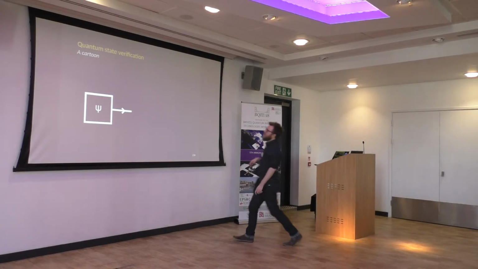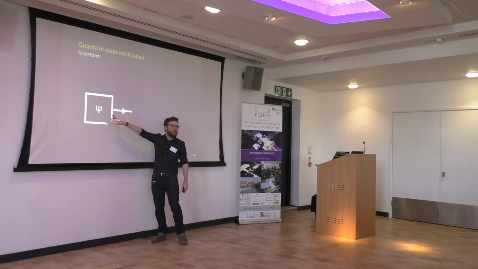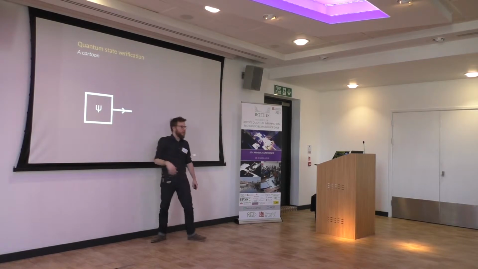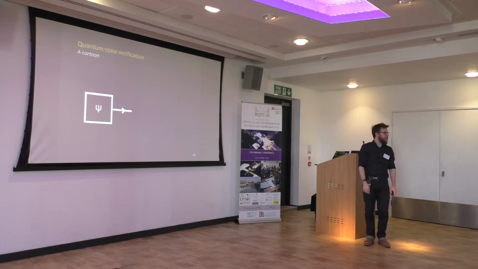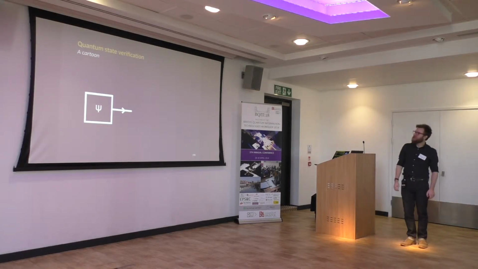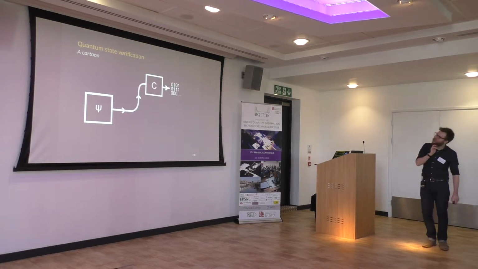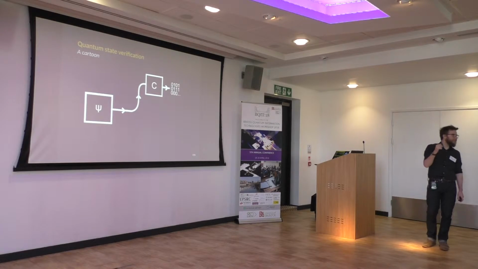And the goal is to take a box that's claiming to produce lots of copies of this state. You push a button and the state comes out. And to make some statistical inference about whether the state that's coming out is actually the state that you want. So typically, what would you do in this scenario? Well, a run-of-the-mill thing is a box that looks like this. You take your box that is an experiment and you plug it into a box that does some measurements and some analysis for you.